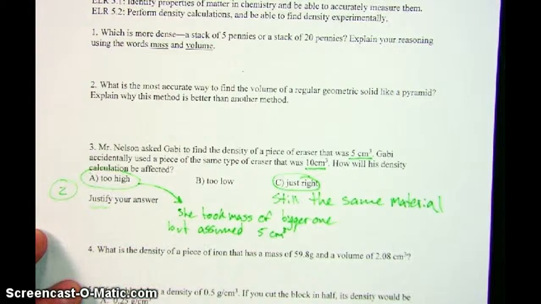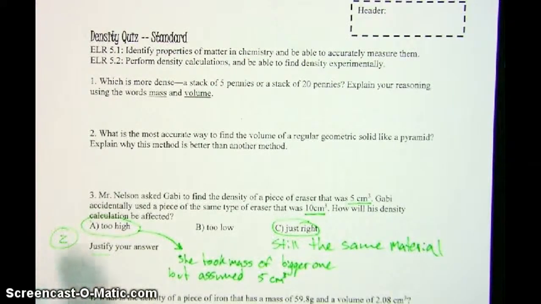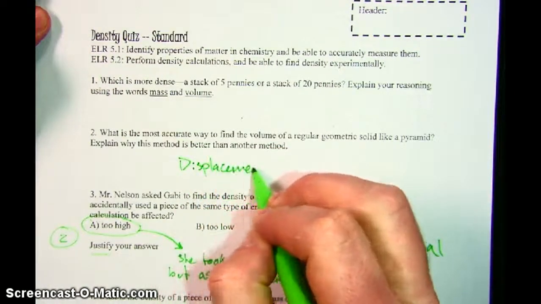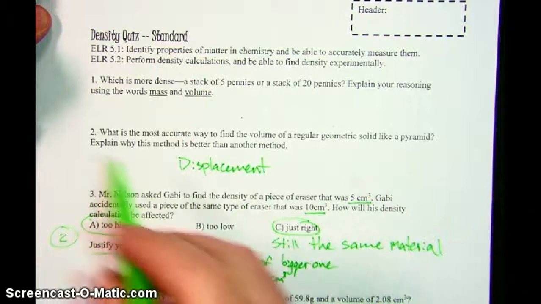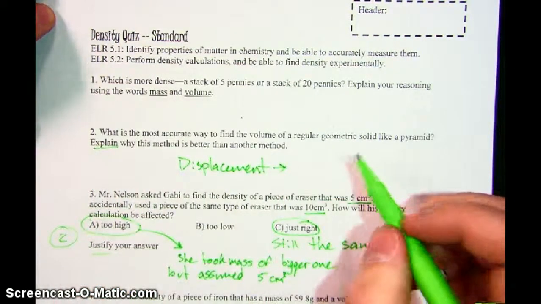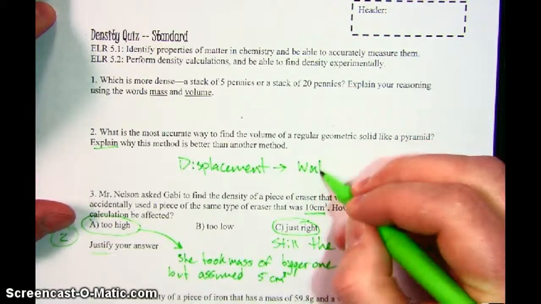The next one that I want to talk about is the one right above it, actually. Number 2 says, what is the most accurate way to find the volume of a regular geometric solid like a pyramid? And so the correct answer for this, what it was going for at least, was the displacement method. And that's because if you have a geometric solid that has scratches or imperfections in it, water is going to fill those in.